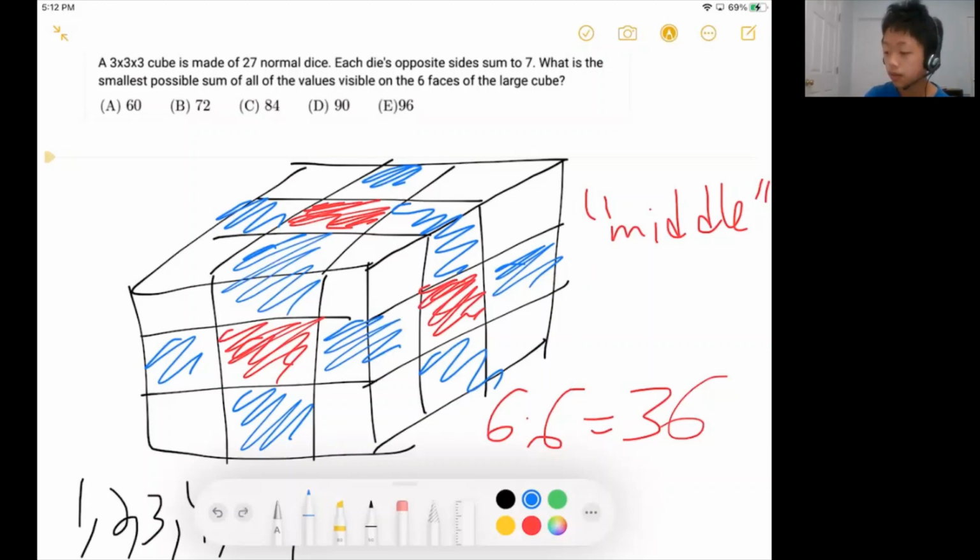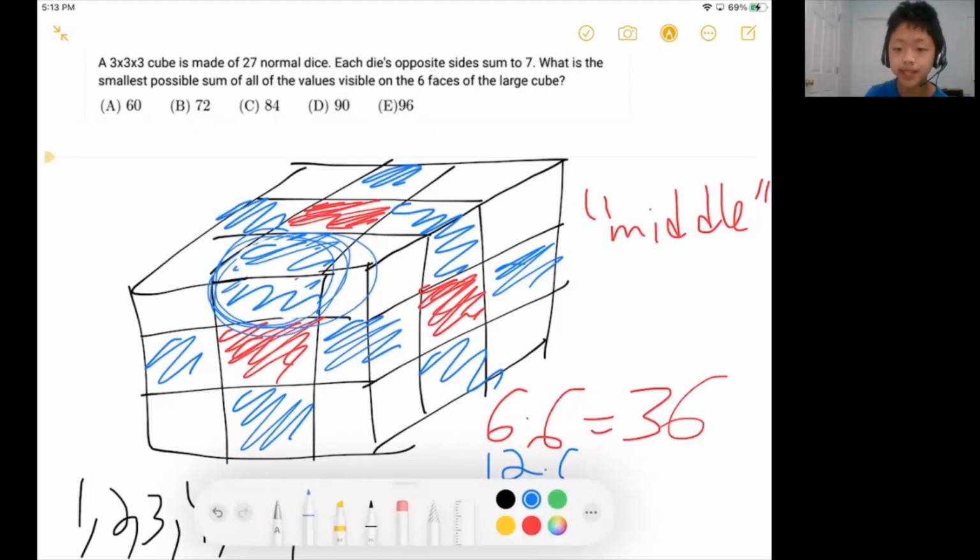For each of these blue cubes, let's take a look at this blue cube here. We have 2 faces, right? You have a face here, and you also have a face here. So basically we have 2 numbers that we have to place there. So obviously if we want to make the sum as large as possible, we should make those 2 numbers 5 and 6, right?